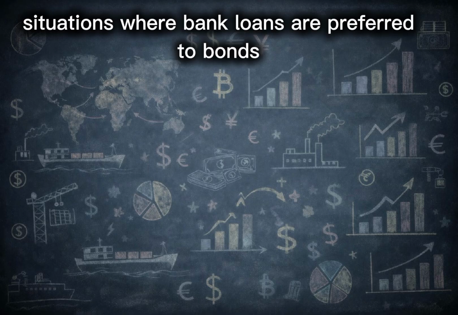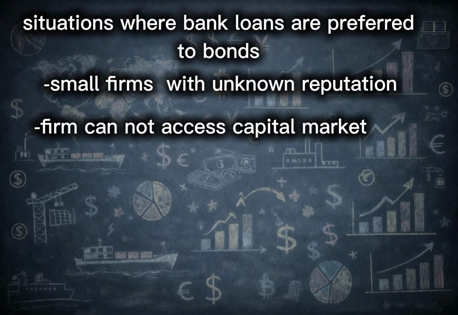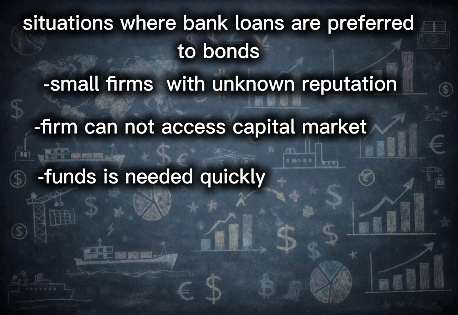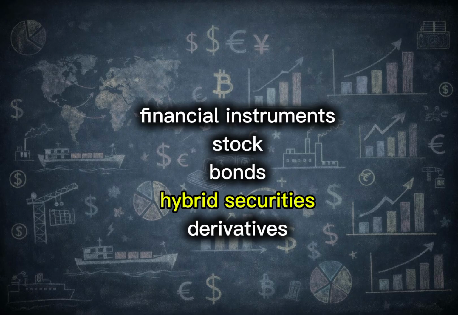Bank loans are more preferable when the firm is very small and not well known. And obviously, small firms cannot access capital markets. Even not all big firms can access capital markets, except they are public firms, that is, firms who have already been registered to trade in the capital market. Also, a bank loan is a better alternative if the firm needs funds very quickly, and also if the firm prefers a simple financing structure.